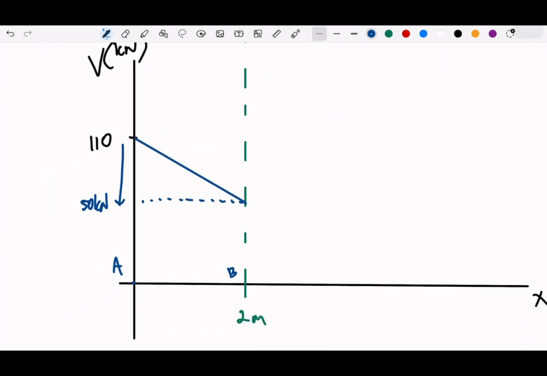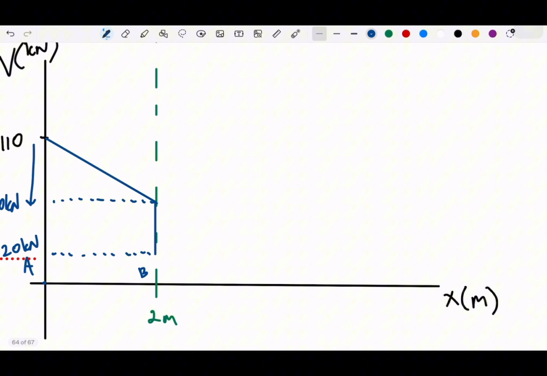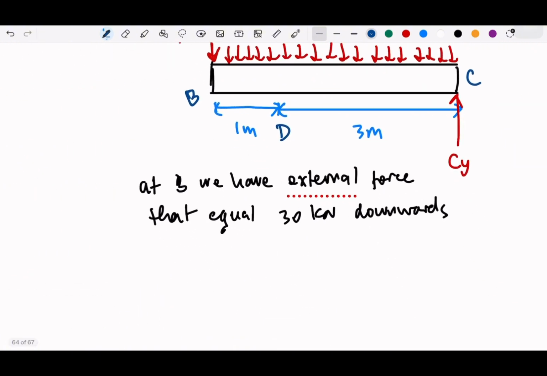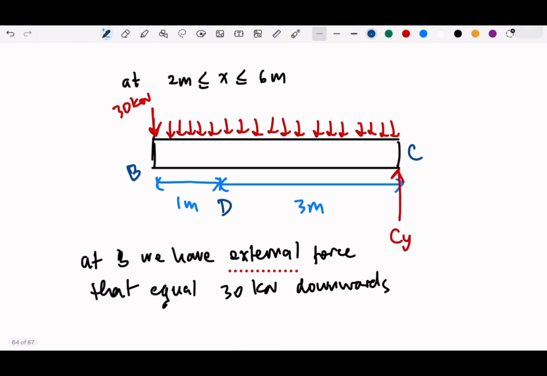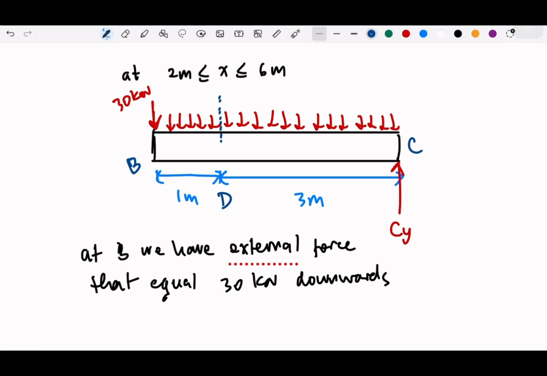So still hold here, maybe up until this one, and this will be equal 20 kilonewton. Okay, and then we start moving again. We start moving to, so this one is B, this one B. So we start moving up until this D.